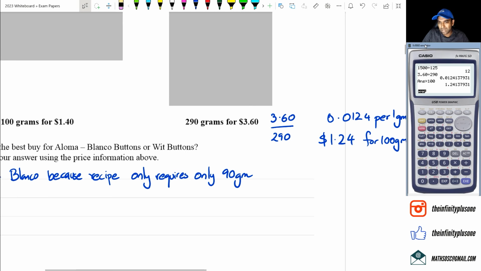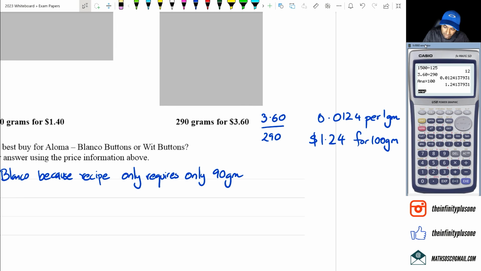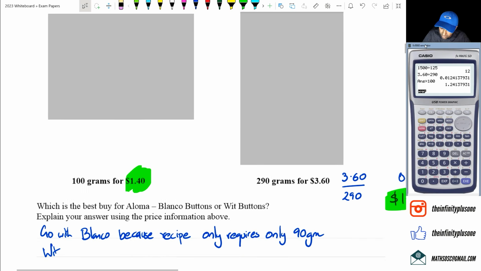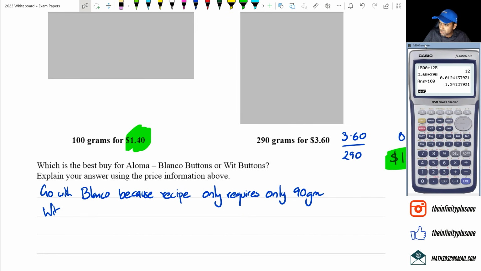And we can see this, right? Obviously the second one is cheaper, because this one is going to cost you $1.40, while the other one, the Wit one, is $1.24. But the challenge is that you've got to buy all 290 grams. So you're actually spending extra money, even though you're getting a cheaper deal. So the second statement, you could write down as something along the lines of: Wit buttons is cheaper at $1.24 for 100 grams.